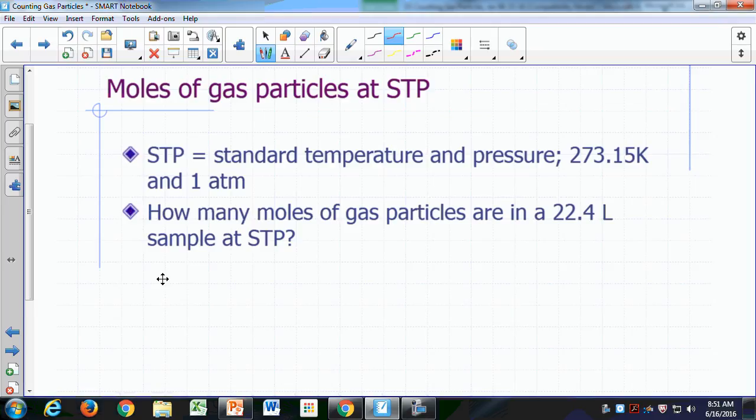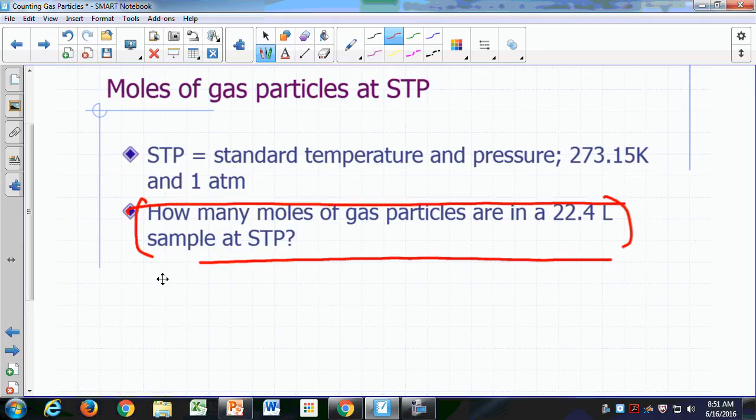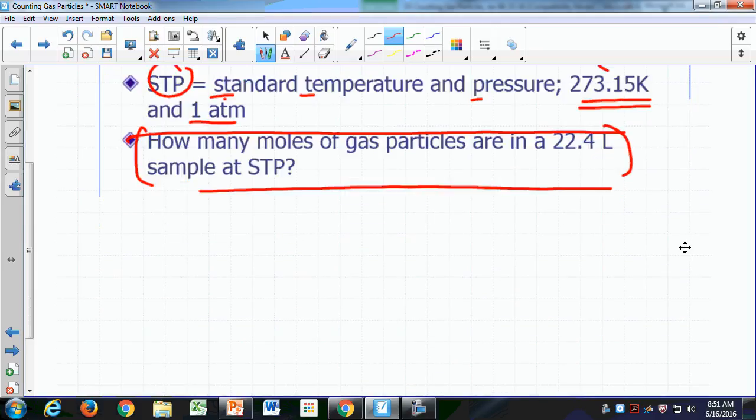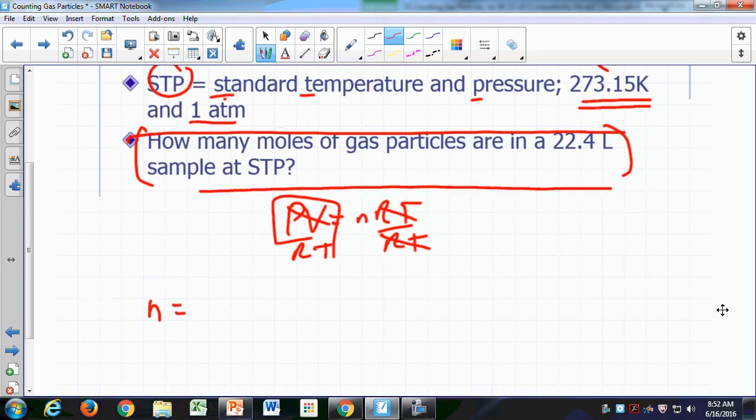How many moles of gas particles would you have in a 22.4-liter sample at STP? The abbreviation STP stands for standard temperature and pressure, so you need to know that definition. Standard temperature is 273 Kelvin. That's the freezing point of water, 0 degrees Celsius, and standard pressure is 1 atmosphere. Remember, we said PV equals nRT, and so if we solve for n, we divide both sides by RT. So n is PV over RT.